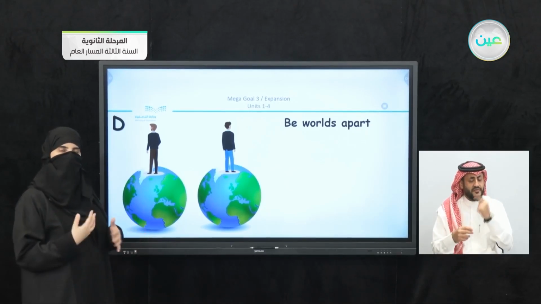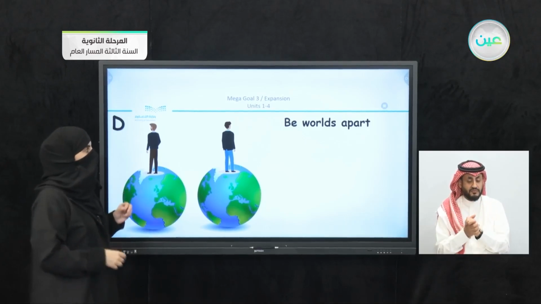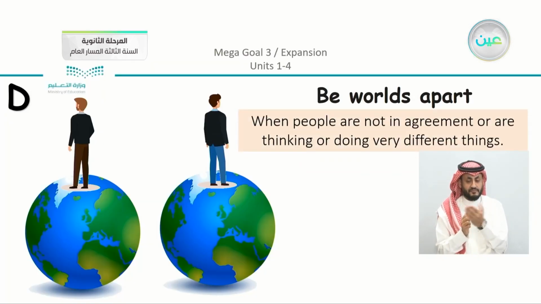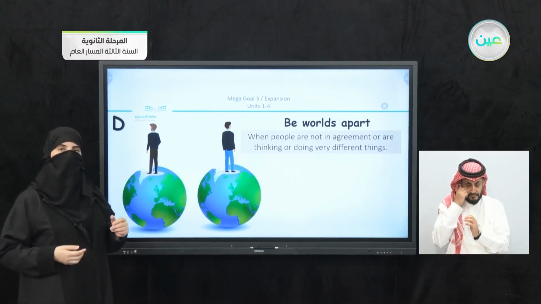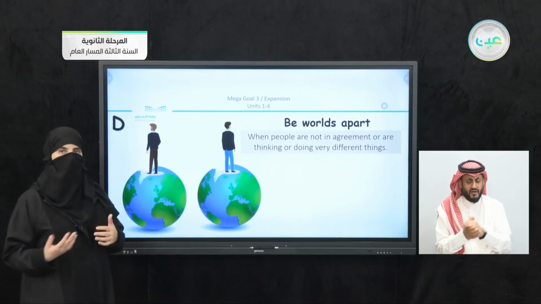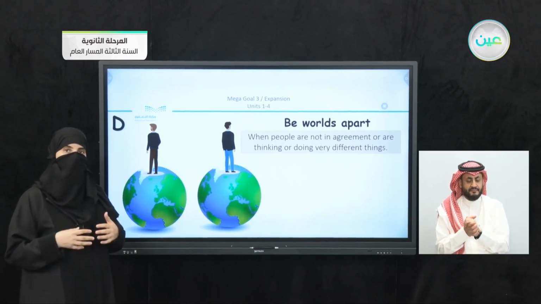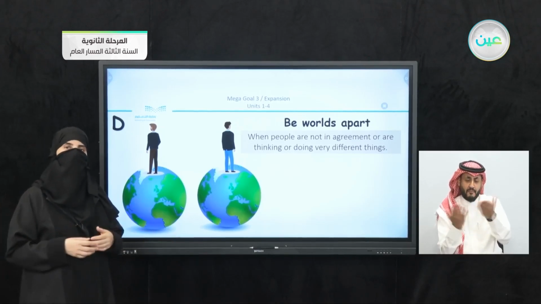We can have also an idea. Now actually we can give two meanings for this one. We have here "be worlds apart." Now these two young men, we can say that when people are not in agreement or are thinking or doing very different things. So if there is a kind of misunderstanding, as we can say, or disputes, if you remember or recall what we took in Unit 2, when we talked about vocabulary and how some people avoid having disputes with other people. Now, if this happens, this means that these people are worlds apart, or we can say that they are just different or doing different things.